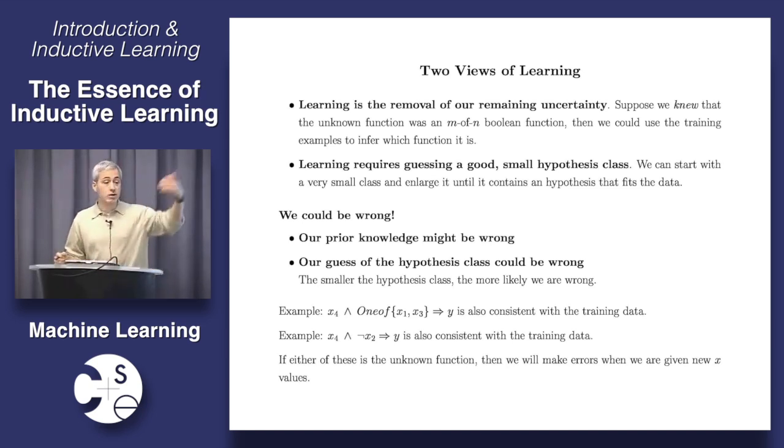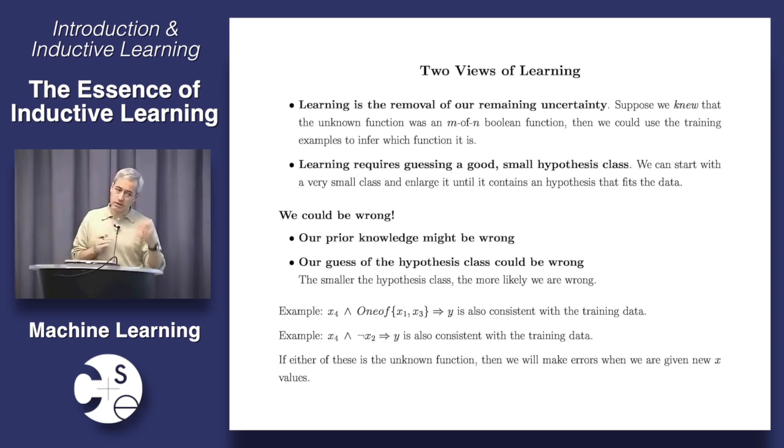If this is the true one and we guess the M of n one, we'll get all our stuff wrong, right? So we could be wrong. And you can never be sure that you weren't wrong. In some cases, you can have high confidence that you were right, but you can never be sure that you were right. Okay? You could always have been wrong, and you have to be comfortable with that. Okay?